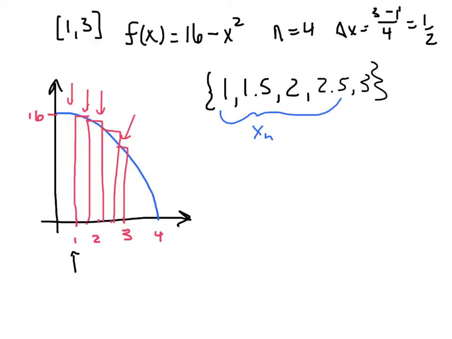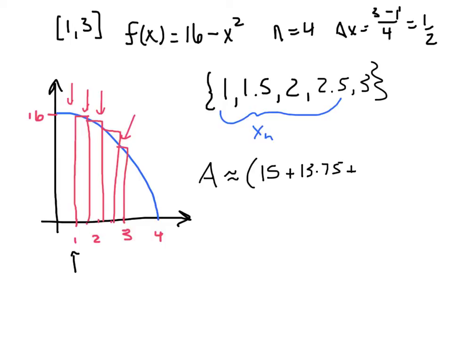So we're going to do f of x1 times delta x, f of x2 times delta x, f of x3 times delta x, f of x4 times delta x. As it turns out, you can factor out that delta x, that 1/2, and just add up the f values. So our area is going to be approximated by the following. F of 1, which is 16 minus 1, because 1 squared is 1, so that's 15, plus f of 1.5, which is 16 minus 1.5 squared. 1.5 squared is 2.25, so 16 minus 2.25 is 13.75.